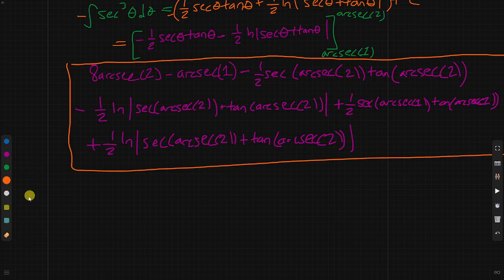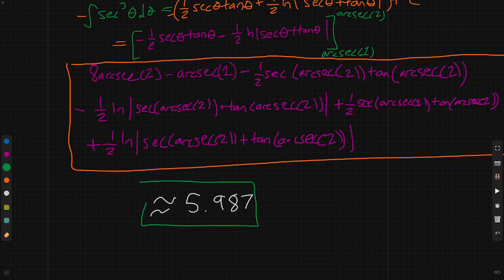All right. This is a pretty long one. There's probably another way to do this that is much easier, but this is how I found to do it. This is how I did it. And if you want to know the decimal answer, this is around 5.987. All right, this is going to be the answer for this integral.